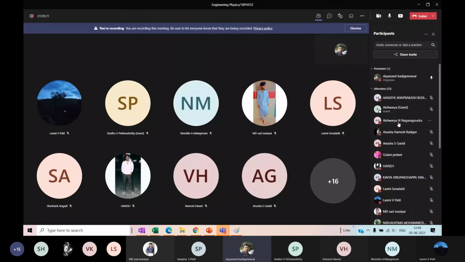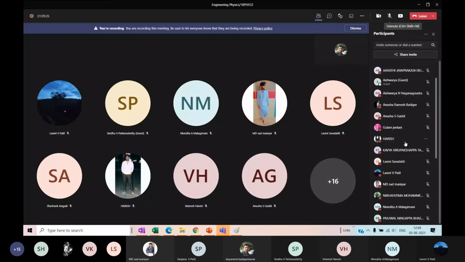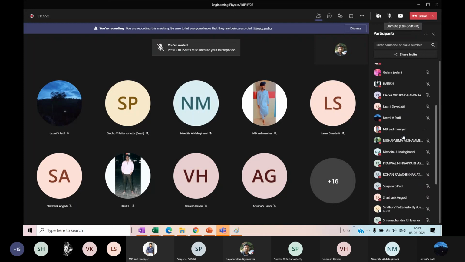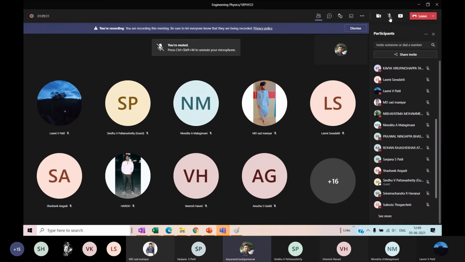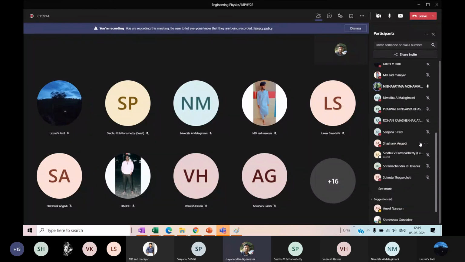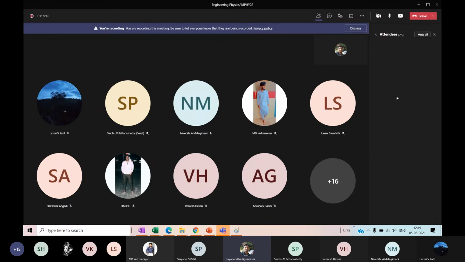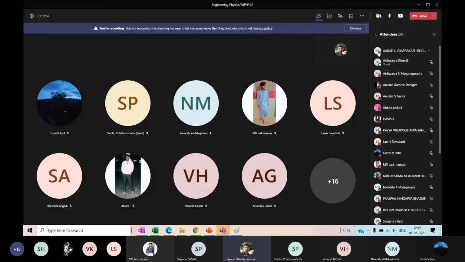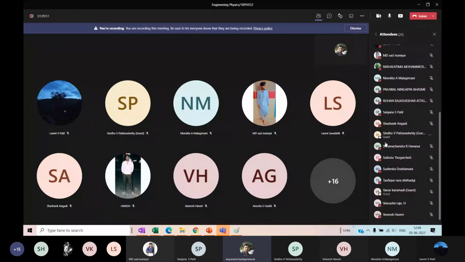Aishwarya, Karthi, Anusha. Niba, Fatima is there in the class. Hello. Yes, sir. Last class I had just randomly called your name and there was no reply from your end. Okay, fine, sorry. You should be there for the class, don't worry about it. Shashank Angadi is there. Yes, sir. Very good. Sindhu is there.